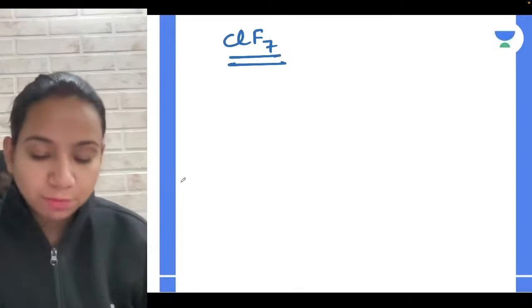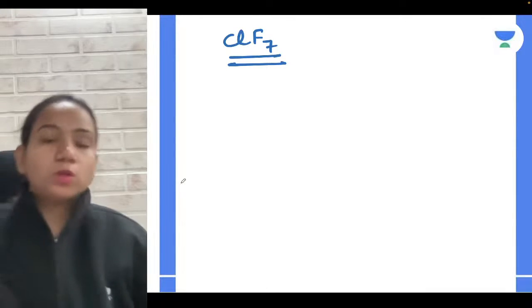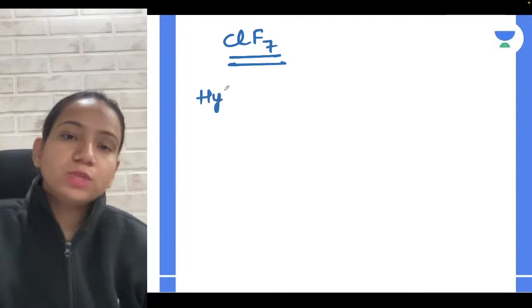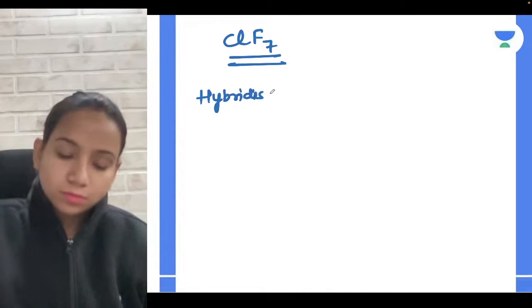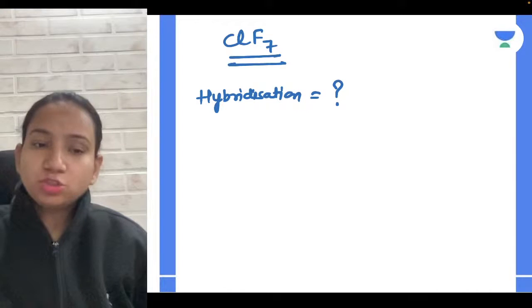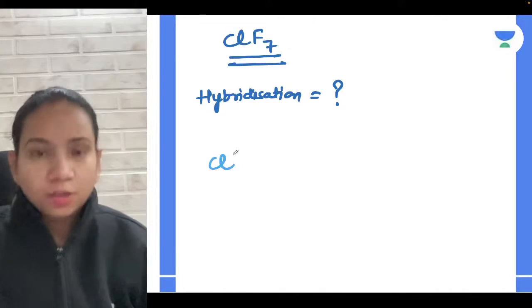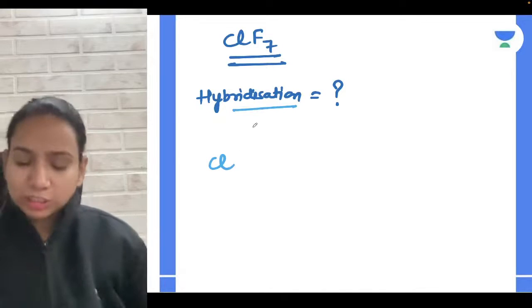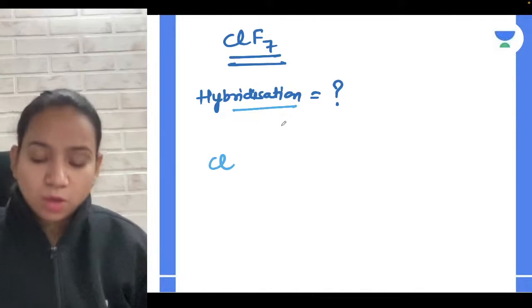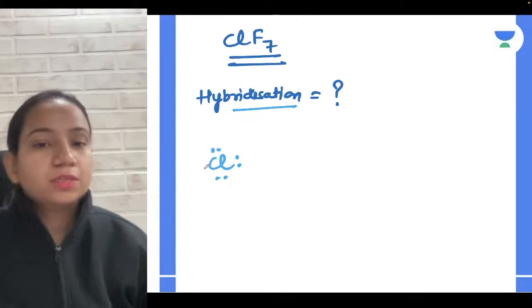You have to find out the hybridization. So how will you do that, guys? Tell me. ClF7. What will be the hybridization for it? Can you do that? Yes, you have to first make the structure. Make the rough structure only first, right? Chlorine. You just have to tell hybridization. So by just making a rough structure, you can get to know. So steric number is 7. So hybridization is sp3d3. Correct?